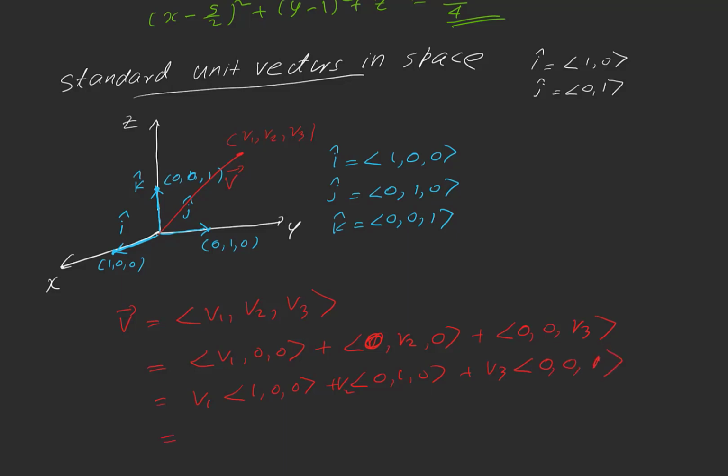Now you know v1 goes with i, v2 goes with j, and the last one, v3, goes with k. So you can write any vector using the standard unit vectors.